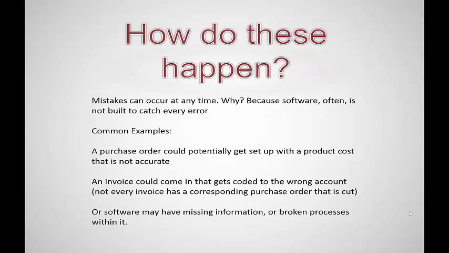So how do errors happen? Well, mistakes can happen in all kinds of different ways. And this is because software very often is not programmed to catch every possible error that could happen. Some common examples are things like a purchase order could get set up with a product cost that's not accurate, or an invoice could come in that gets coded to the wrong account.